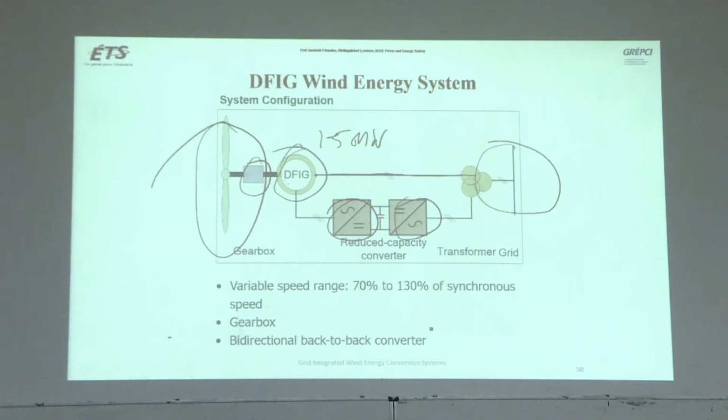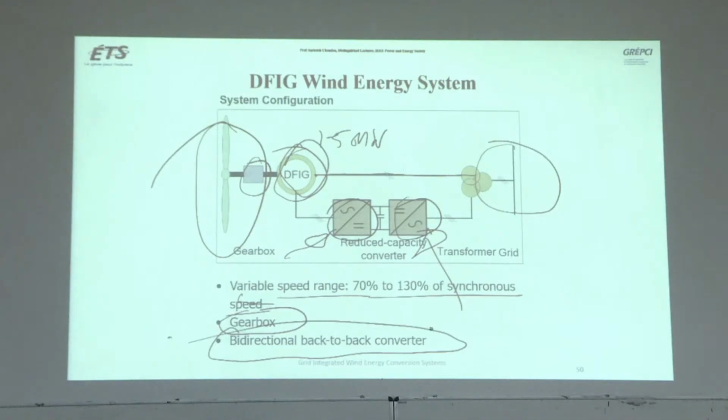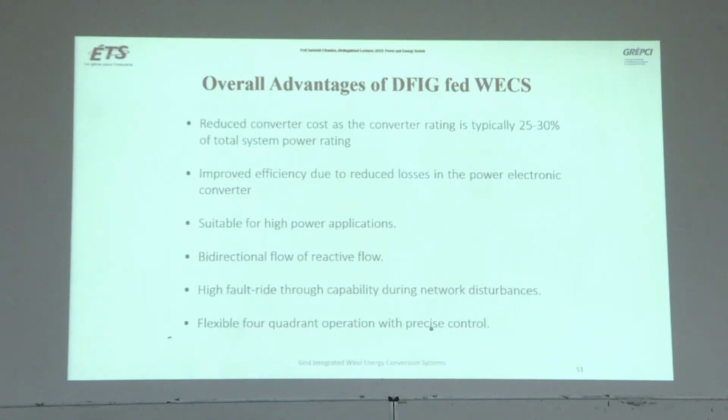So this is the advantage, the cost is reduced. First of all, DFIG machine is cheaper than PMSG. Another thing, the inverter, this is 1/3 capacity, variable speed range is from this, gearbox is there, bidirectional back-to-back converter, okay.